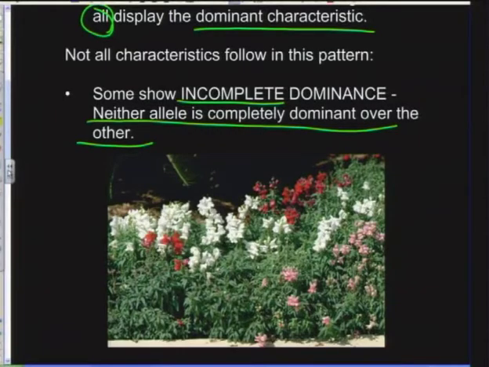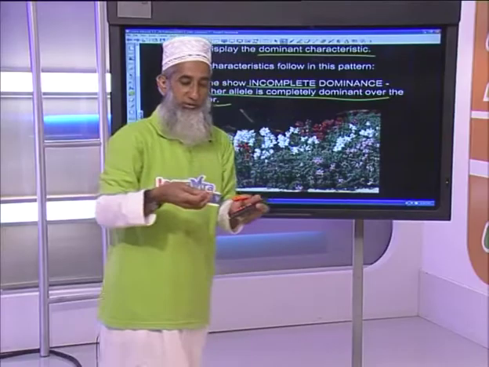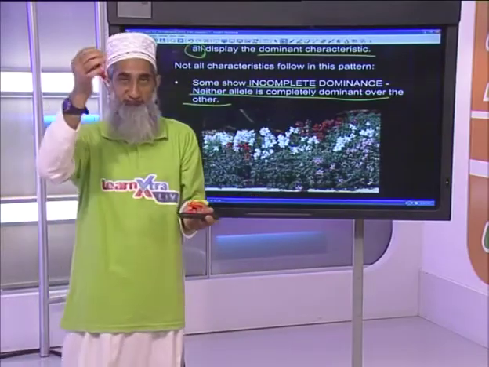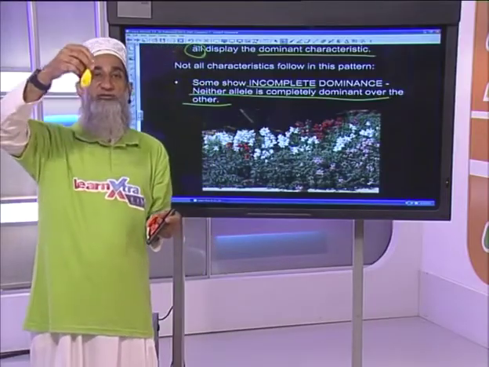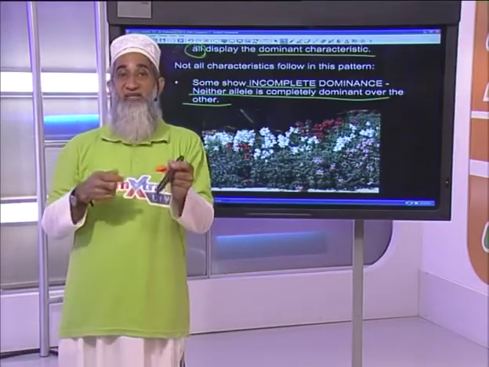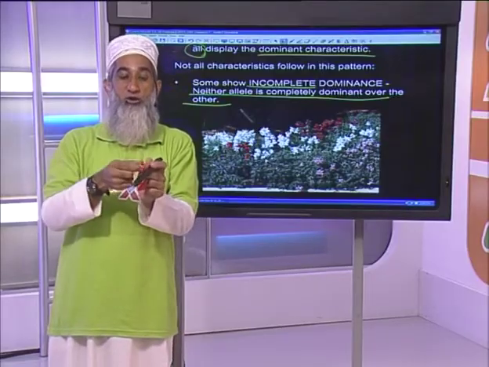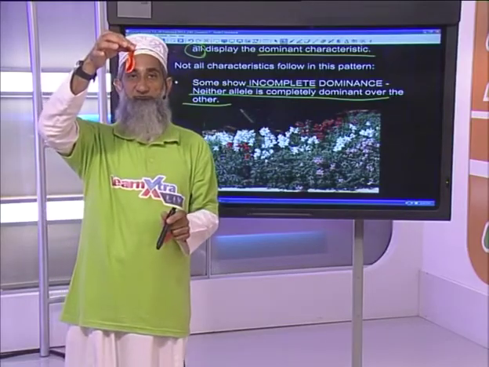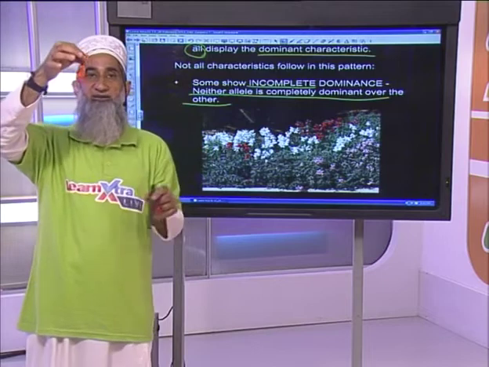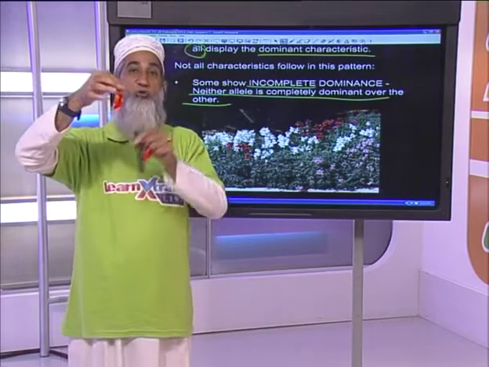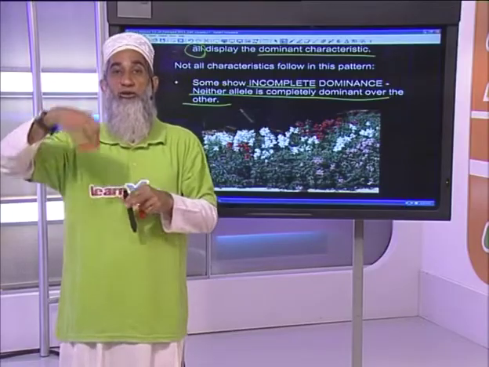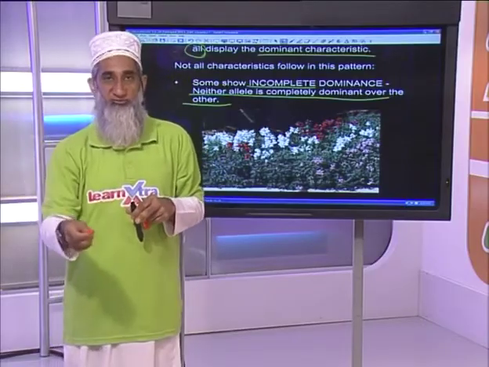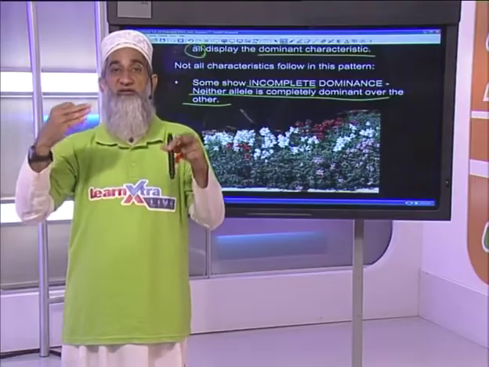a red flower in this case, and we take this red flower and we cross it with a yellow flower, and the resultant offspring are all orange. So what has happened? Neither of the two characteristics were dominant over each other, and therefore none of them show in the immediate offspring. We get an intermediate color. So red and yellow gave us orange.